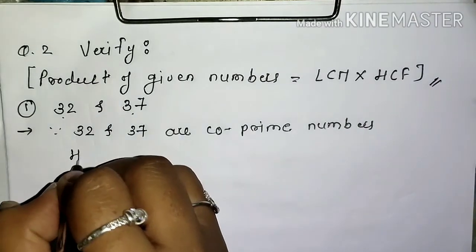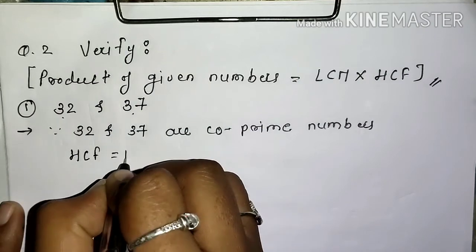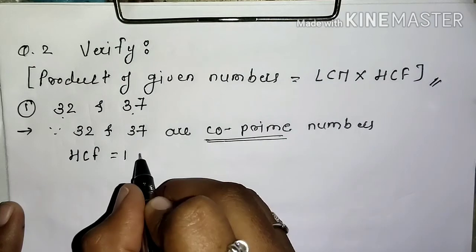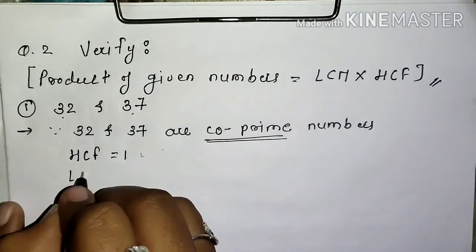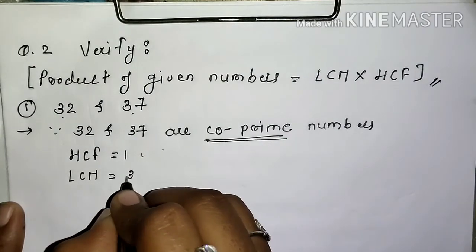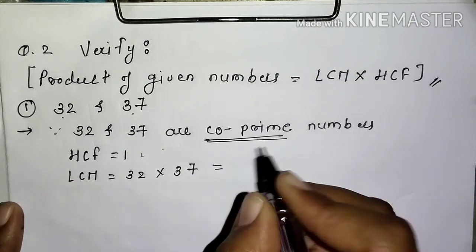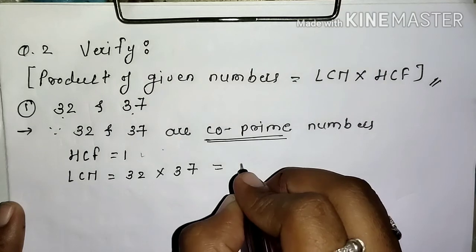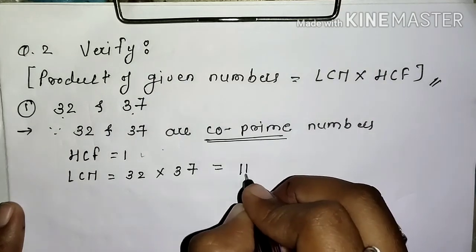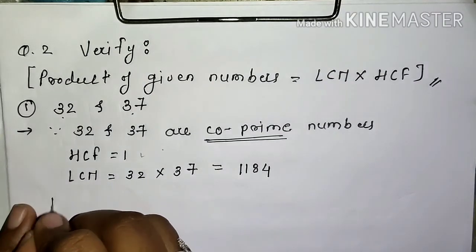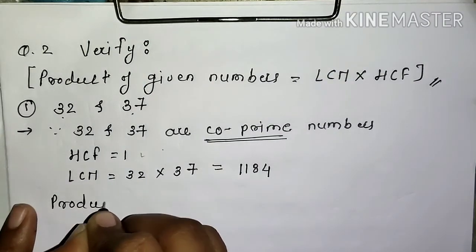so in that case HCF will be 1. Always remember, if the given numbers are co-prime, HCF will be 1 and LCM will be the multiplication of the given numbers, which is equal to 1184. Let us find out the product of given numbers.